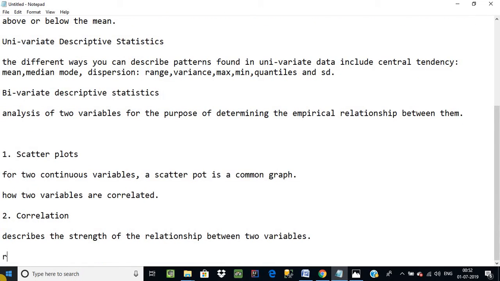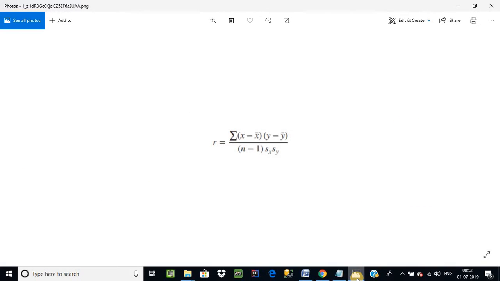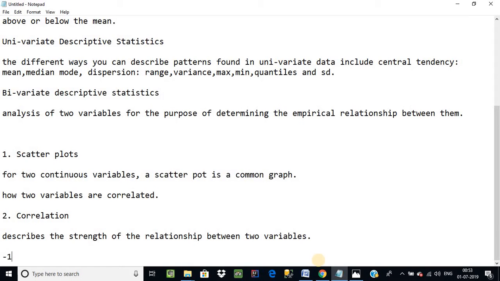The correlation coefficient, r, quantifies the strength and direction of the linear relationship between two quantitative variables. The formula is the sum of (x minus x bar)(y minus y bar) divided by (n minus 1) s_x s_y. Here s_x and s_y represent the standard deviation of the x variable and the y variable. The range of r always lies between minus 1 and 1. If r is positive, the variables are positively correlated, and when it is negative, they are negatively correlated.